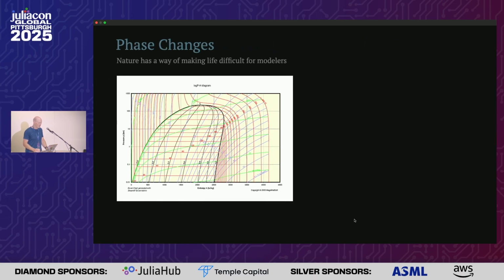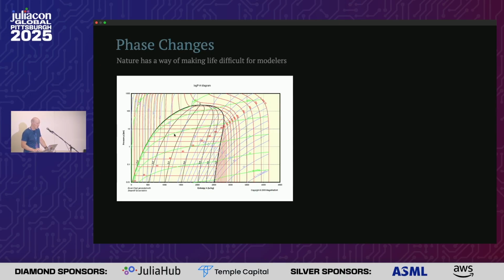Now, I said that nature doesn't really cooperate with this whole modeling endeavor I've been involved with my whole career, and this is a perfect example of what I'm talking about. If the world were simple, diagrams like this wouldn't exist, but sadly, this is actually pretty typical. So this is water, but pretty much everything looks like this. Every liquid-gas combination looks like this.